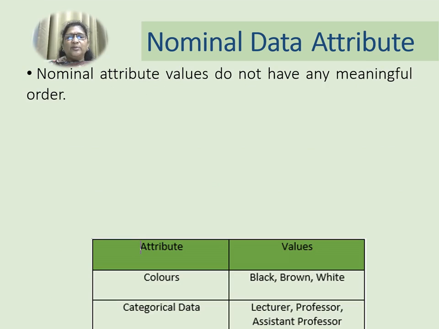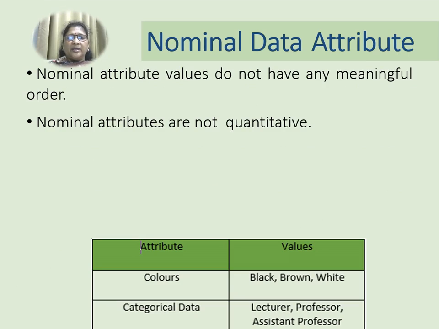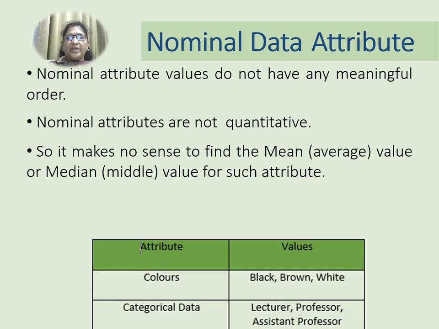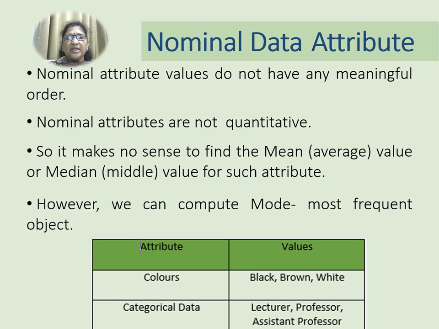Nominal attribute values do not have any meaningful order. They are not quantitative, they are qualitative. So it doesn't make any sense to compute their mean or median. We shall be learning data preprocessing in a forthcoming lecture, where we'll compute the mean and median of attributes. When they are nominal, they are simply names, so it makes no sense to compute their mean or median because they are qualitative. However, we can compute a mode, which represents the most frequent object.